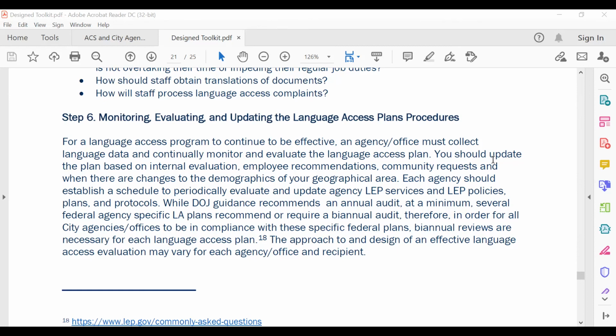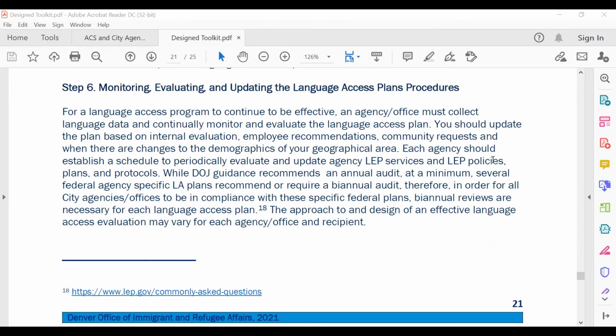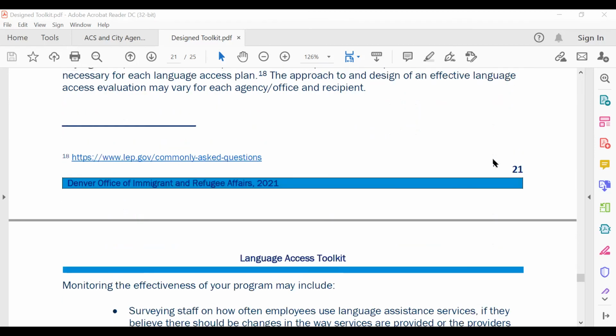What we found in researching the federal agency specific language access plans is that most of them recommend and require a biannual audit. Therefore, in order for us to be in compliance, we would have to do a biannual review of each language access plan. And that would be done by the specific agency office in coordination with the language access coordinator.